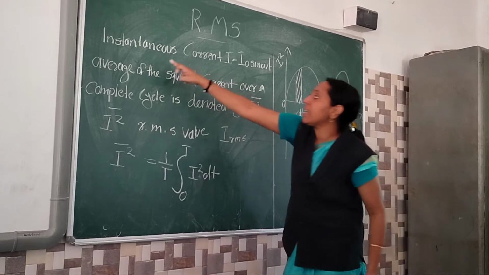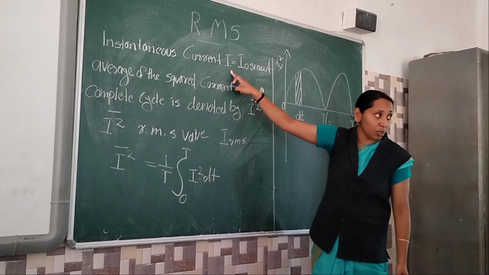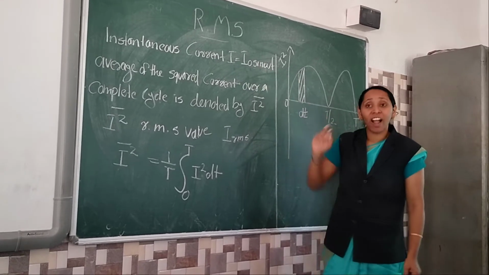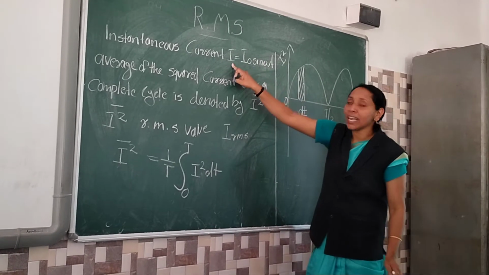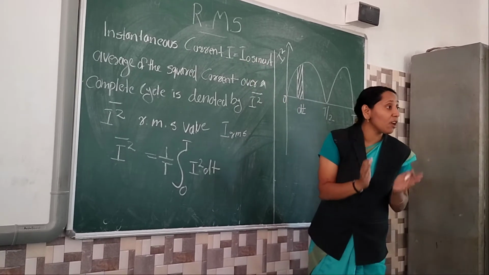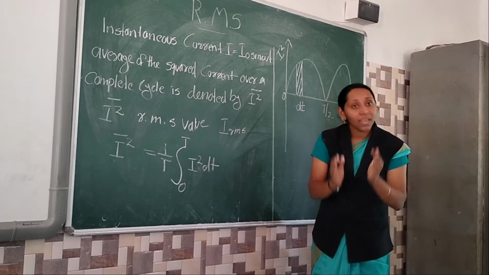That instantaneous current is I. That instantaneous current equals I naught sin omega t. Why am I taking omega t? This is an angular case. That's why. What is I? Instantaneous current. What is I naught? Peak value of current. I is instantaneous current. I naught is the peak value of current.